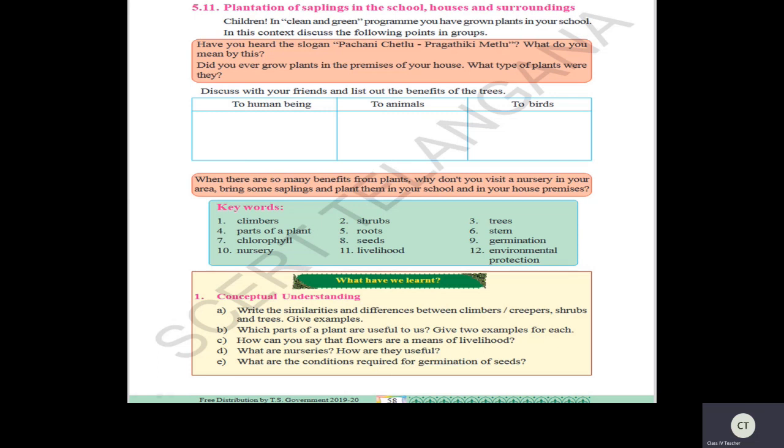Now see here, children, in the clean and green program, you have grown plants in your school. So in this context, discuss the following points in groups.